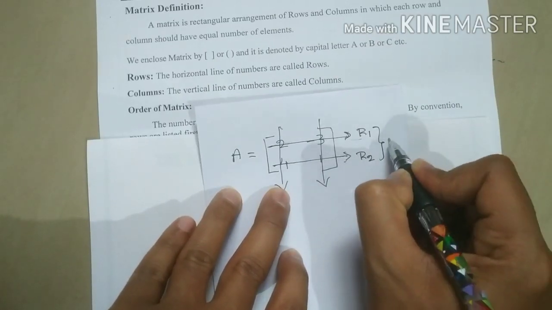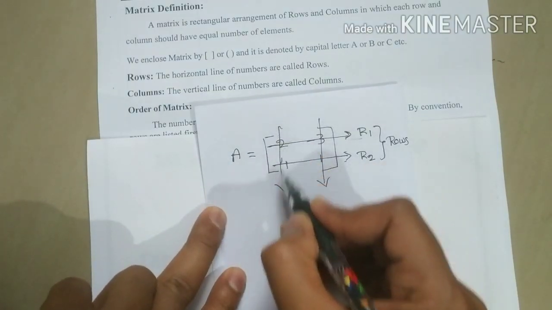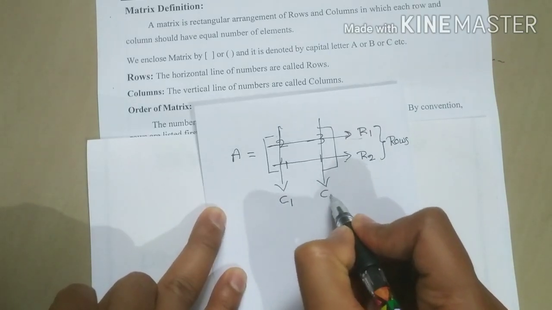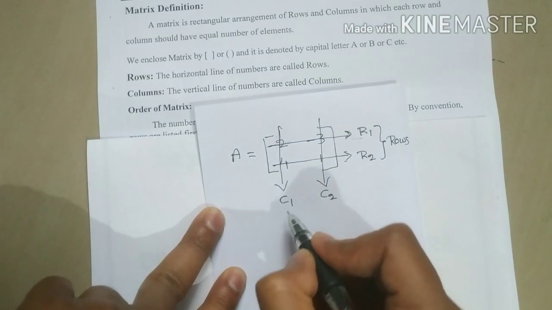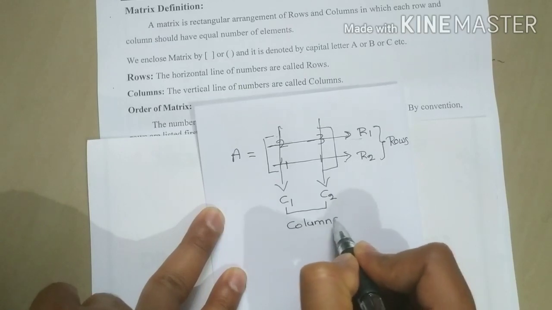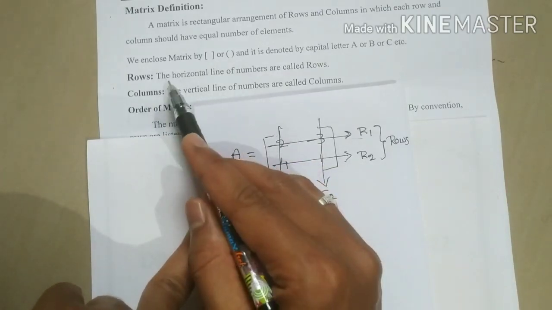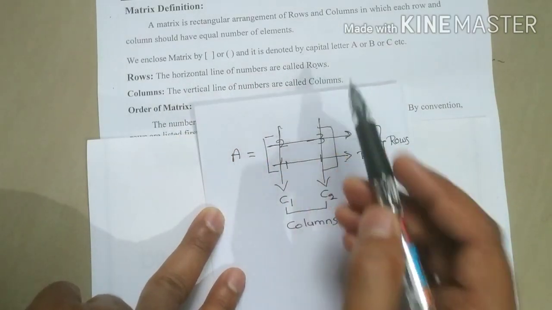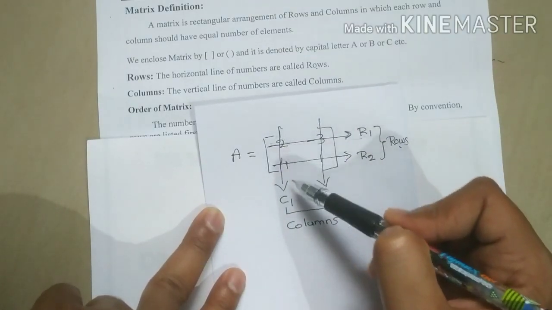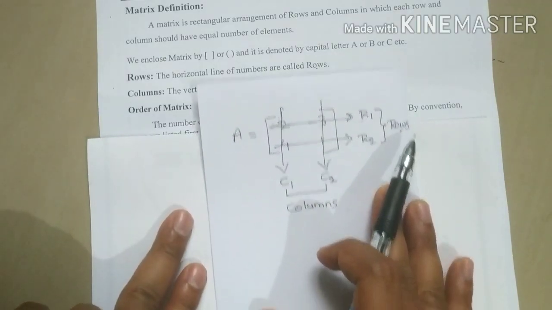So together R1 and R2 both are called what here? Rows. Similarly, vertical lines. First line I'm going to call C1. Second line I'm going to call C2. So together C1 and C2 are called what here? Columns. So remember, the horizontal lines of numbers are called rows, and vertical lines of numbers are called columns. So next, order of the matrix.